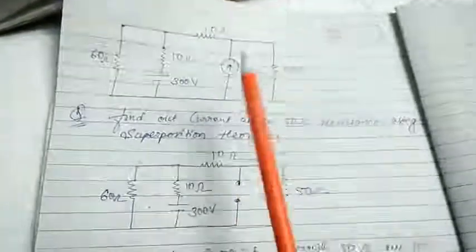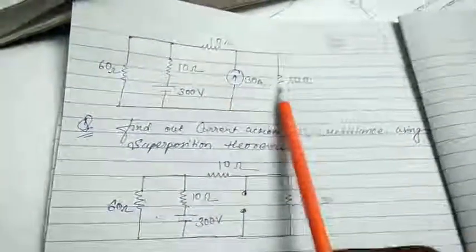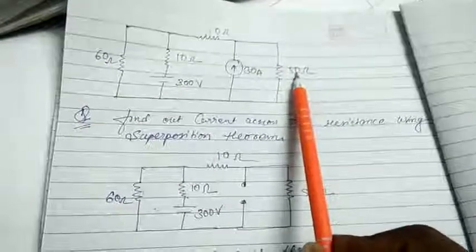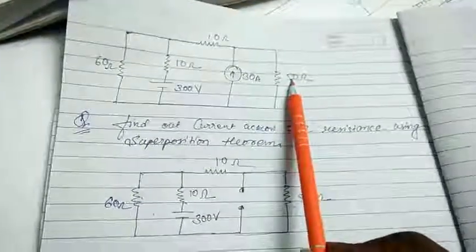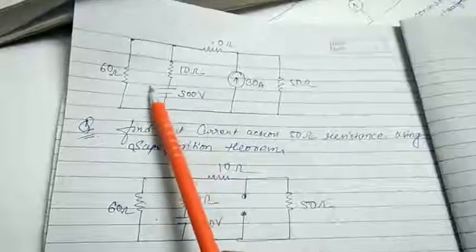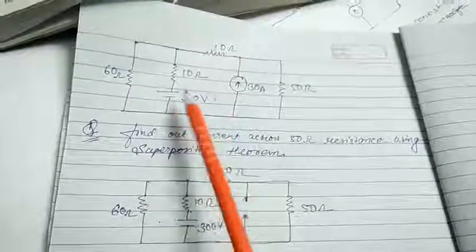Now we are going to evaluate the current due to this current source in this 50 ohm resistance, and in doing so we have to make the voltage source inoperative.